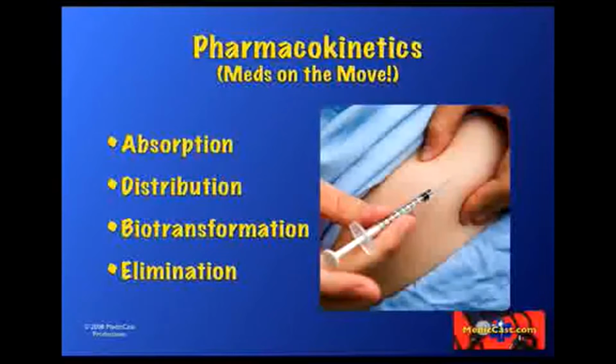Finally, elimination. The body eliminates medications in a number of ways: through the urine, via the kidneys; through the GI tract, via bile from the liver and feces from the intestines; via exhaled air when the lungs get rid of byproducts that way; and byproducts can also be excreted through the skin or through the mucous membranes, like in the nasal tract or in tears. There are other ways that medications can be eliminated. So that's important to understand as well.